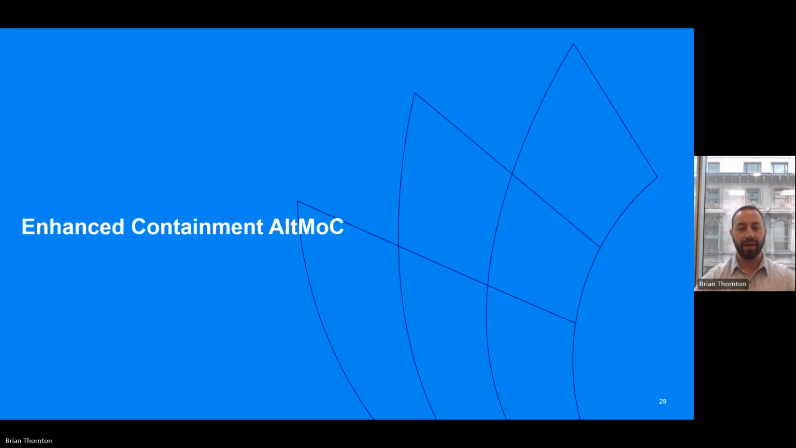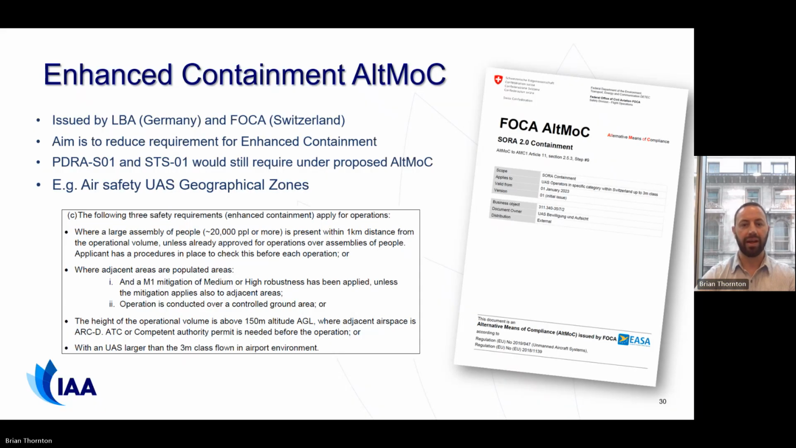Also, there's a link then to the EASA guidance on flight termination systems that you can have a look at. So finally, I want to discuss with you enhanced containment and alternative means of compliance. Again, going back, you might recall that we talked that operators and competent authorities may present different means to meet enhanced containment requirements. And this was done most recently by the Swiss and German competent authorities, which would be the LBA and FOCA. So together they presented to EASA an alternative means of compliance for enhanced containment. The aim was to reduce the requirement for enhanced containment for the adjacent areas and airspace.